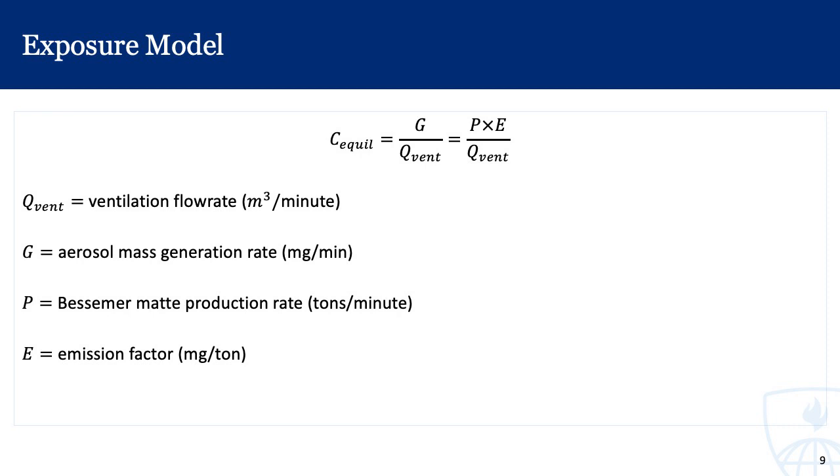The generation rate itself can be estimated by the product of, in this case, an intermediate product that is called Bessemer matte production rate. So this is in tons per minute. And then the emission factor in terms of milligrams per ton. So Bessemer matte production is something that companies and nickel production facilities do keep track of, because this is a measure of how much stuff they are producing. And the emission factor is how many milligrams per ton of Bessemer matte becomes airborne. So this is the generation rate or aerosol mass generation rate.